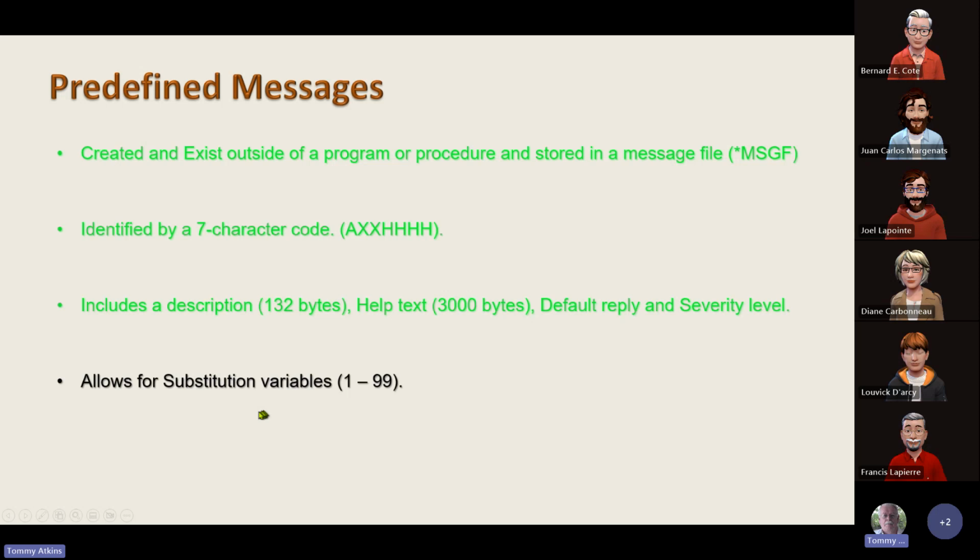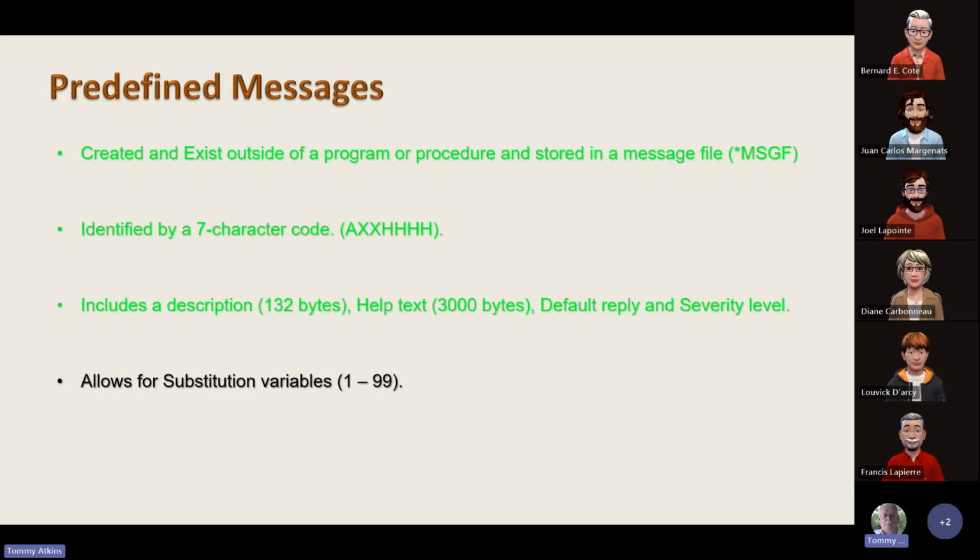It also allows for substitution variables, up to 99 of them, which means when you send a message, you can provide it with data, which it will substitute in the message. So you can use the same message for numerous different things. Okay. And this is why I use predefined messages. Invalid value in variable ABC.